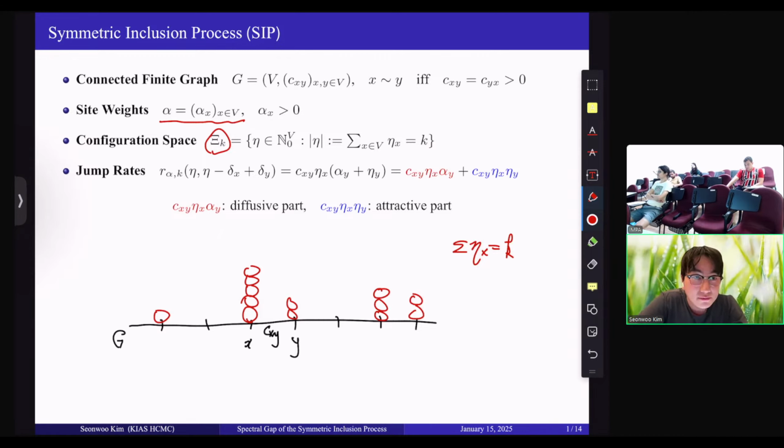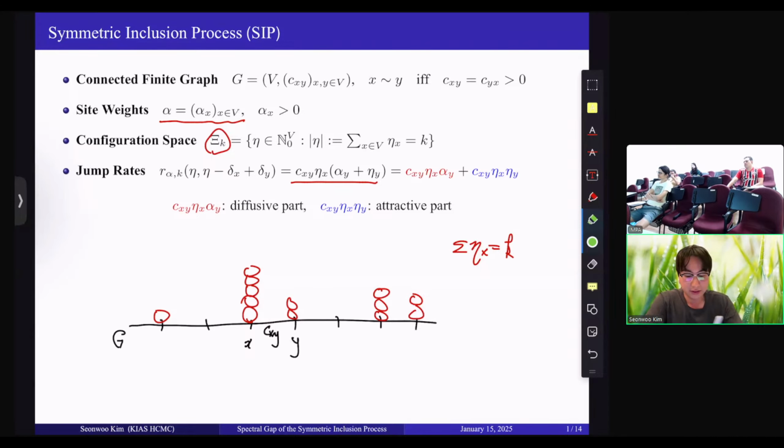And then to define the system, we now have to define the jump rate for each particle to jump to neighboring sites. So the rate is given as this value, which can be decomposed into two parts: the red part and the blue part. The red part is c_xy, the conductance, times eta_x alpha_y. This is exactly the diffusive random walk, because each of the eta_x particles at site x just performs a Poisson clock type random walk to neighboring sites y, but multiplied by the site weight alpha_y. So this is just the random walk part.